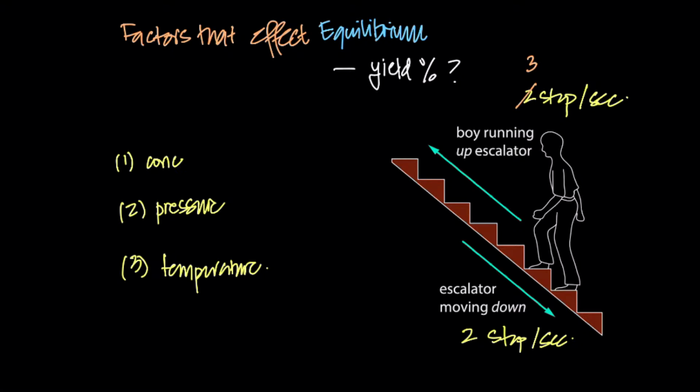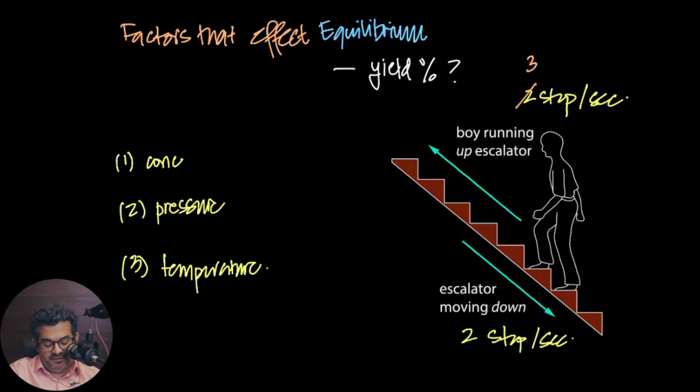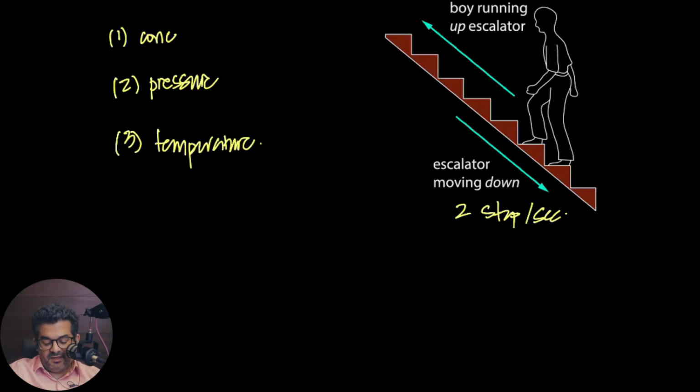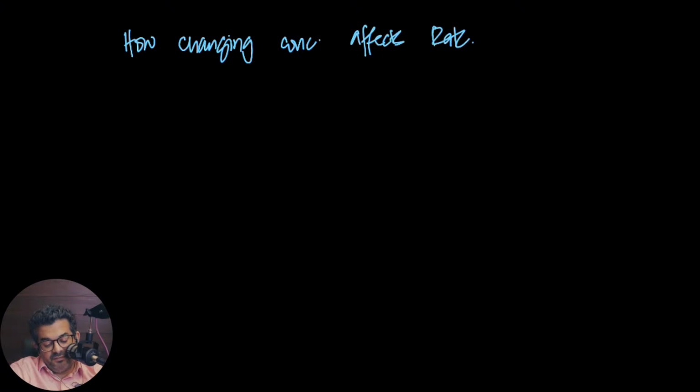So let's take a look at the first effect. Let's take a look at the first factor. And what I'm saying is, I'm going to show you how changing amount or concentration affects rate. Okay? Affects rate and equilibrium.